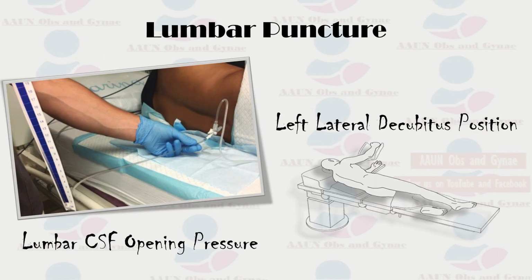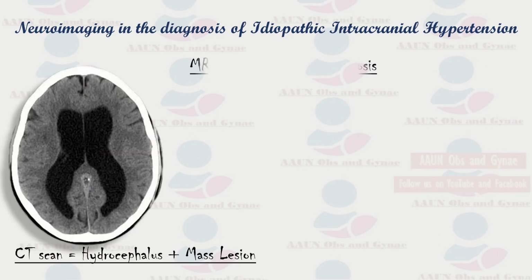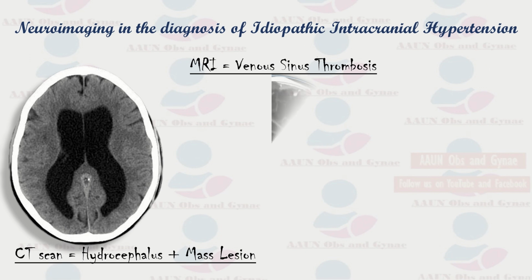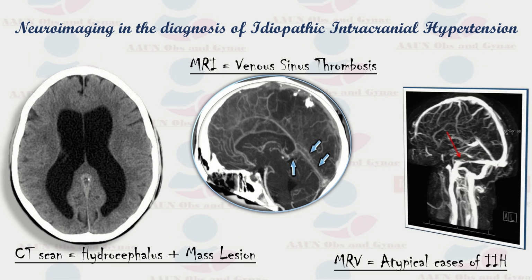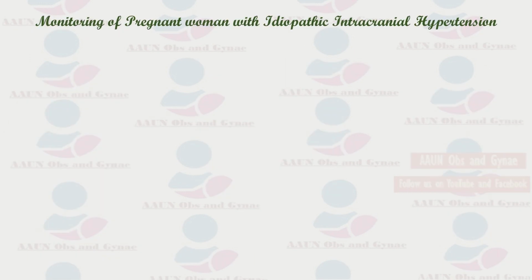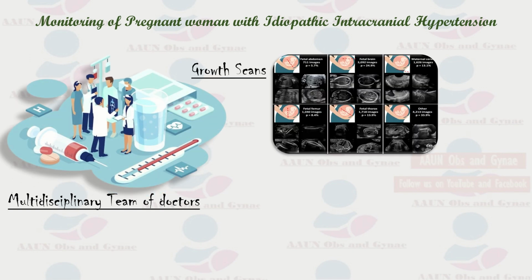The CSF opening pressure measurements and the constituent assays are vital to confirm the diagnosis of idiopathic intracranial hypertension. Certain neuroimages are required for the diagnosis, like CT scan, which helps to detect the hydrocephalus plus mass lesion, MRI for venous sinus thrombosis, and MRV for atypical cases of idiopathic intracranial hypertension. Monitoring of such patients is done by the multidisciplinary team of doctors who do different growth scans and visual field testing. How to manage it?